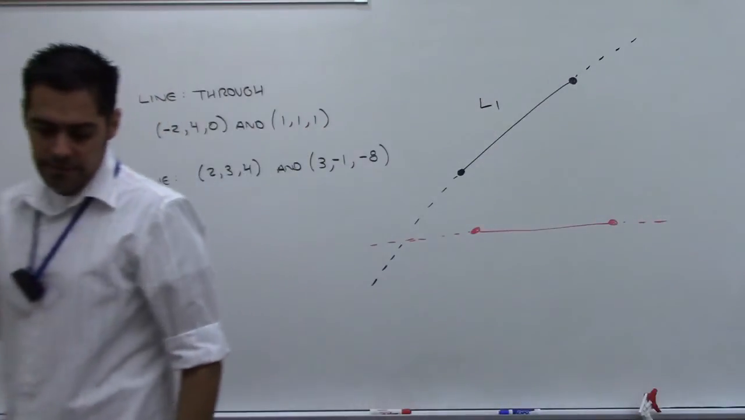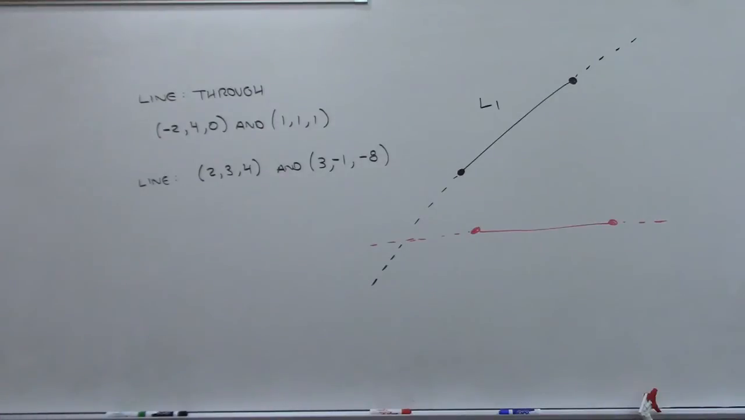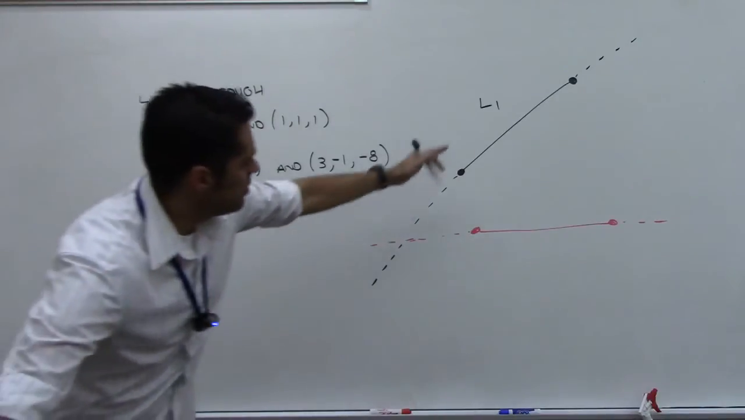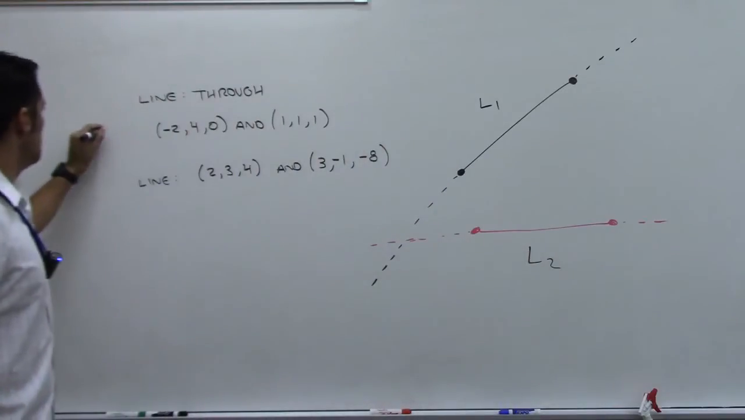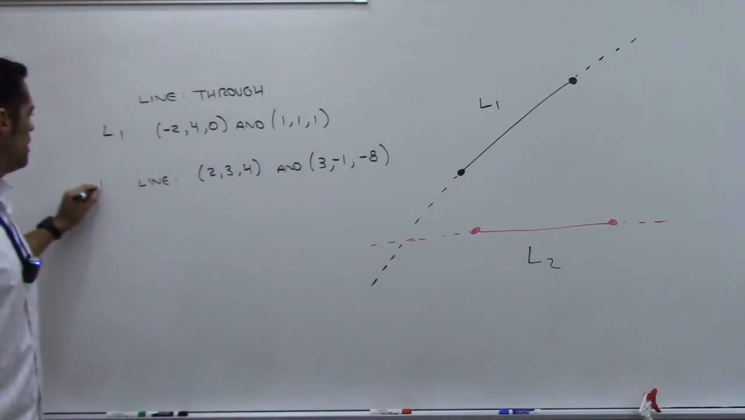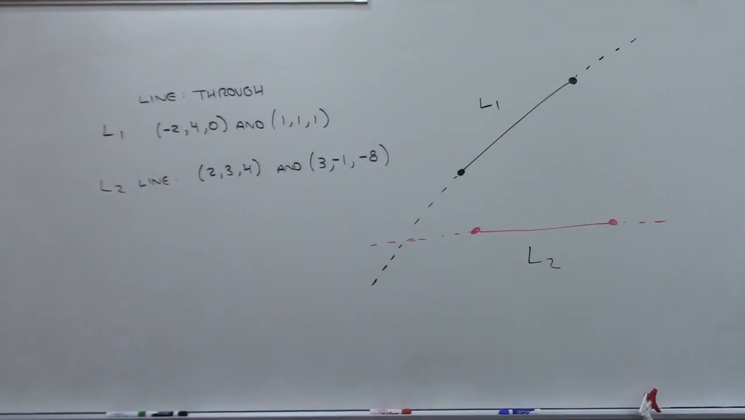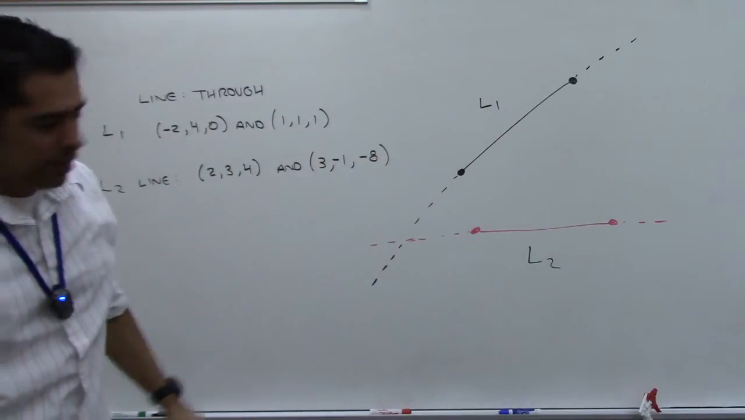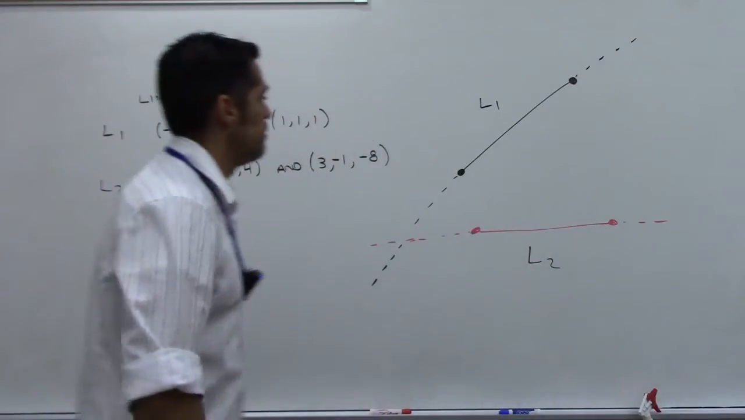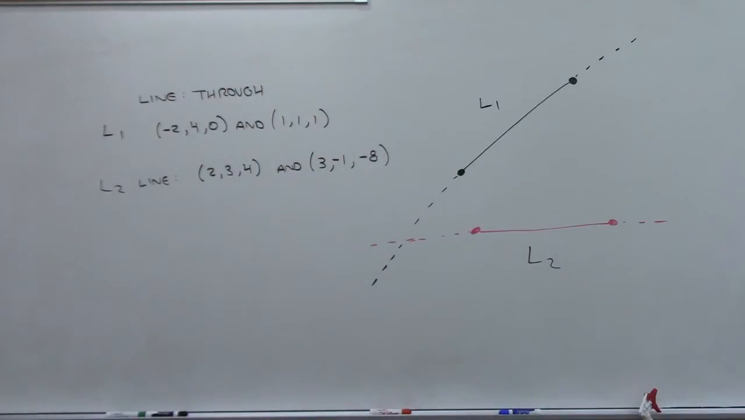And the question is, the line through these 2 points, L1, here's L2. So this is L1 here through those two, and this is L2. Is the line through these 2 points perpendicular to the line through these 2 points? So how do we determine this?